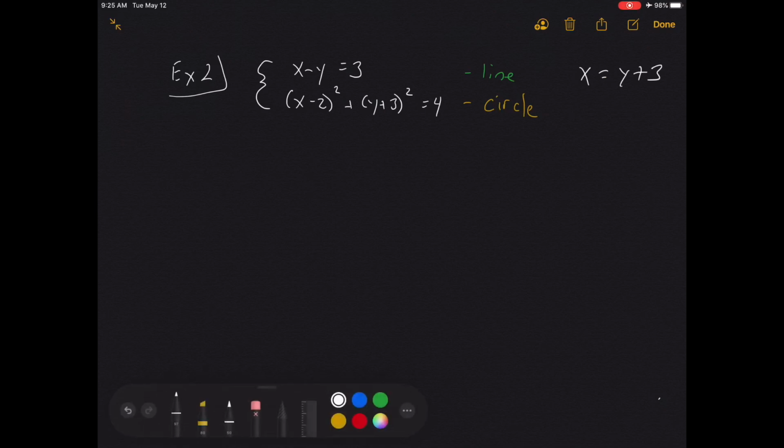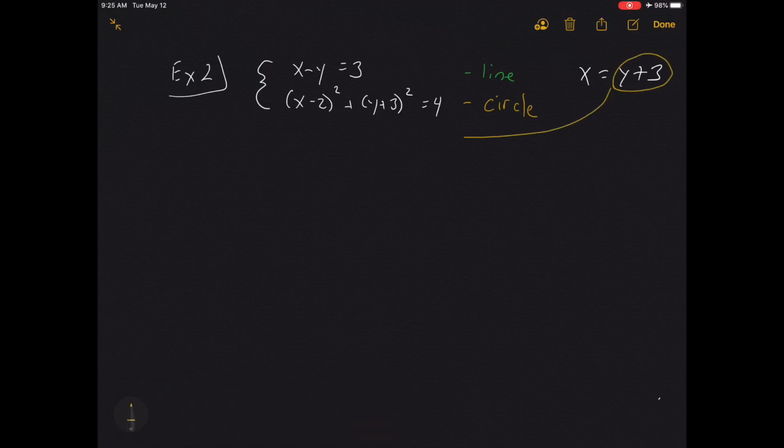And then what we're going to do is take that y plus 3 and substitute that into the x right here. And then all we're going to have left is everything in terms of y. So let's go ahead and substitute y plus 3 in where the x was. Subtract 2. Don't forget the squared. And then we've got y plus 3 squared equals 4.